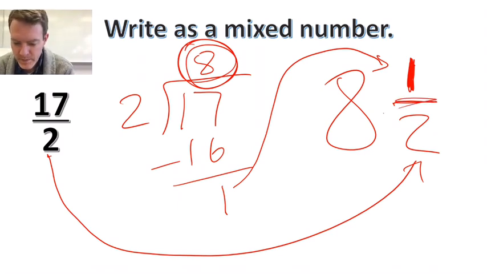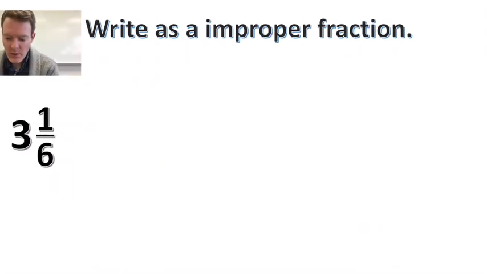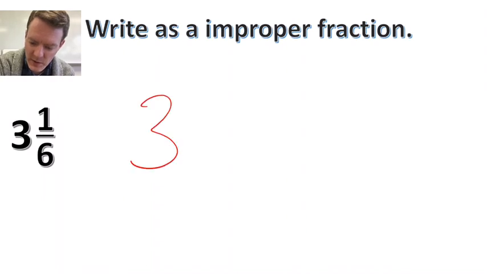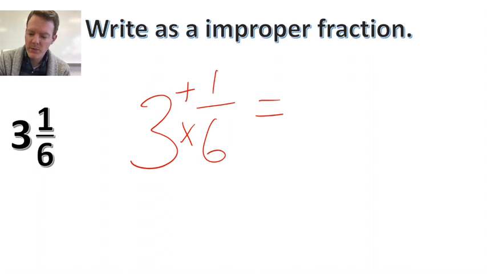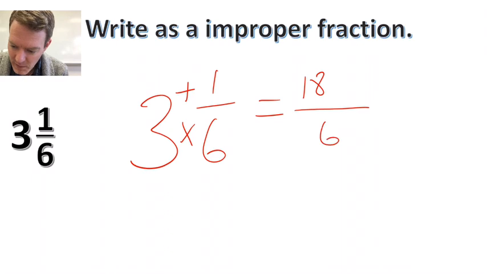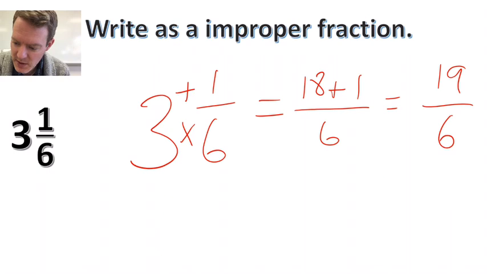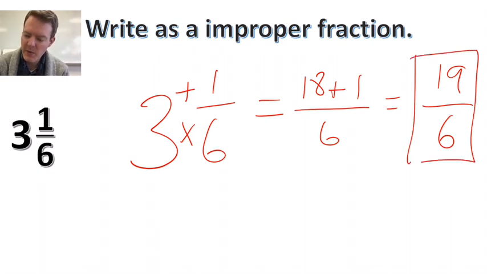One more example. 3 and a 6th. We got to make that into an improper fraction. So again, we're going to do 3 times 6, and then we're going to add the 1. So 3 times 6 gives you 18/6, and then we'll add the 1/6 onto that, and we get 19/6. So this is a skill that you will need to have moving forward, changing improper fractions to mixed numbers and changing mixed numbers to improper fractions. That is your refresher course.